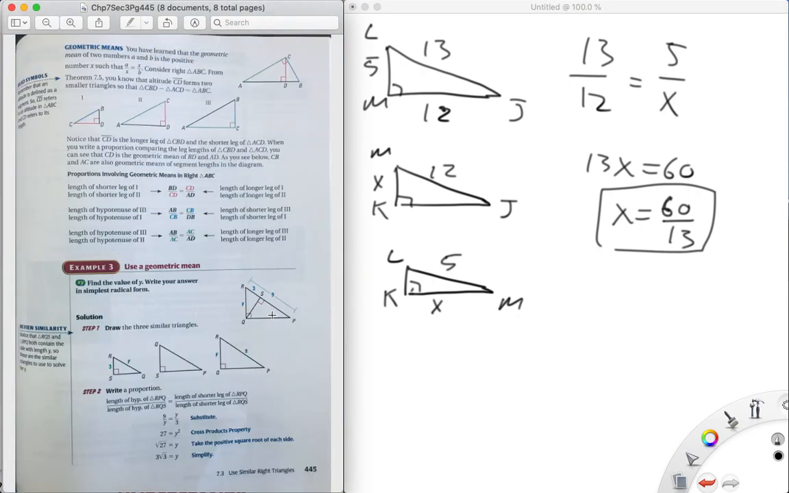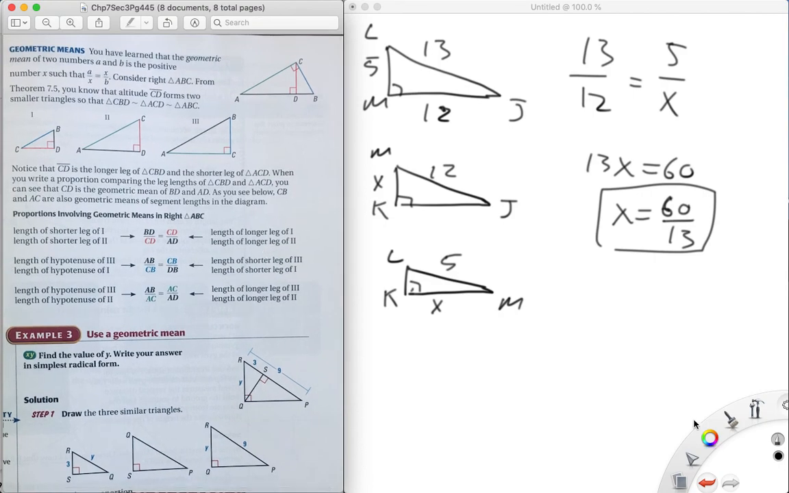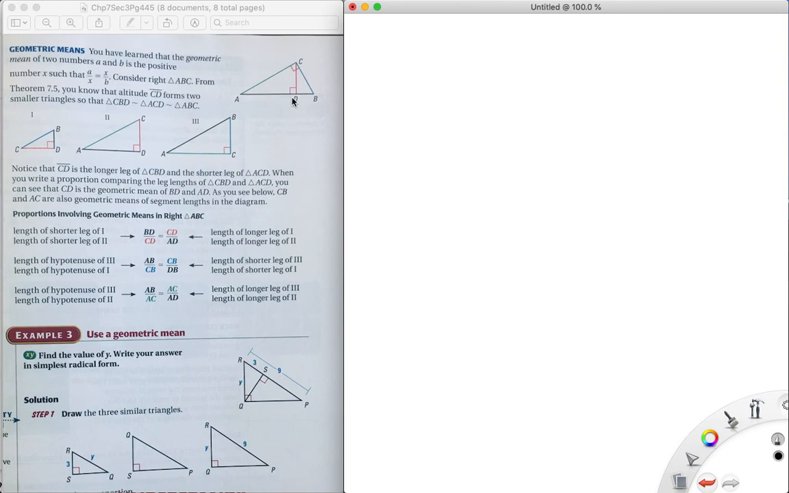Okay. Alright, this is where it gets fun. Let's say we have this triangle. We break it up into three parts. It doesn't even look like 90 degrees.